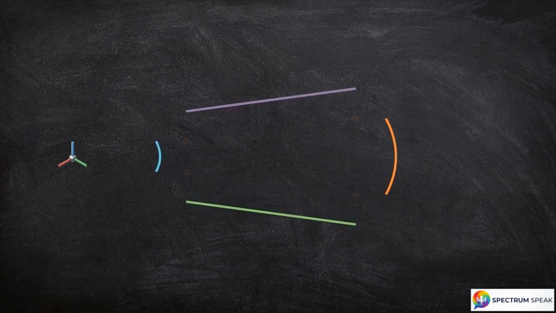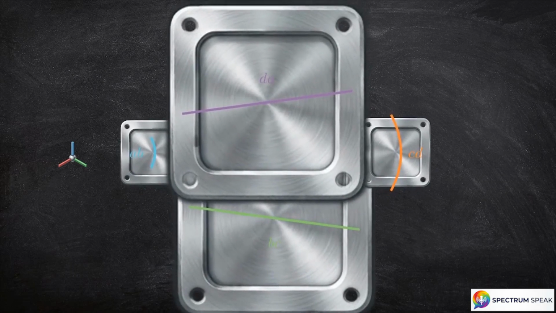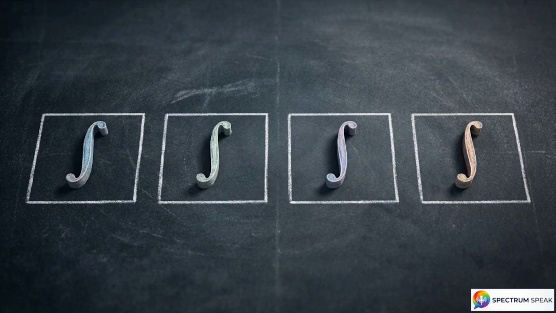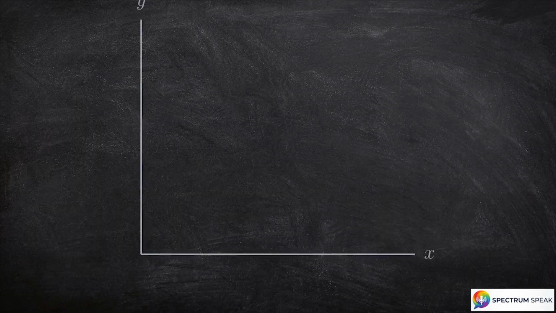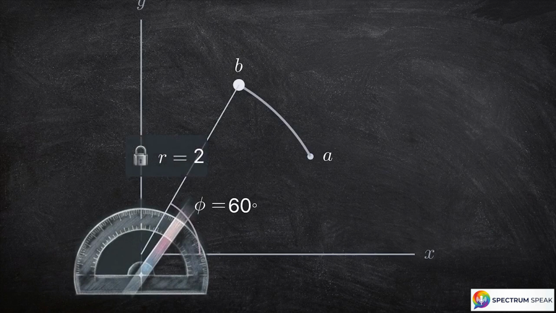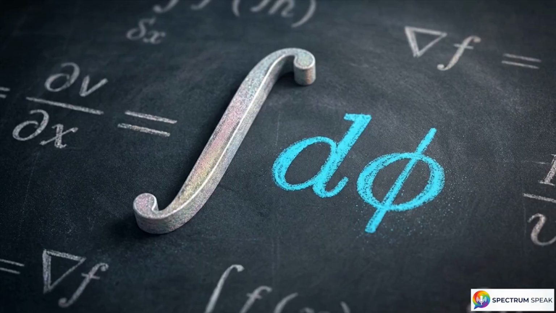Rather than calculating the entire loop at once, we decompose the path into 4 distinct segments, AB, BC, CD, and DA. Breaking the path down into these segments simplifies the math, turning one spatial problem into 4 single-variable calculus steps. Moving along the first segment from A to B follows a curve, changing the angle phi from 30 to 60 degrees. With the radius locked at 2, the angle is the only changing variable, yielding a differential length vector of r d phi a phi. When we take the dot product with the field, we integrate purely with respect to the changing angle.